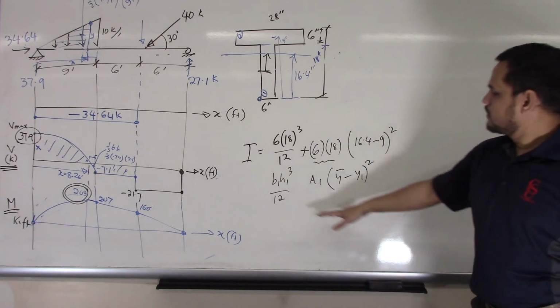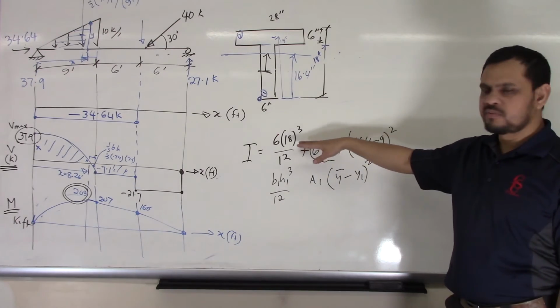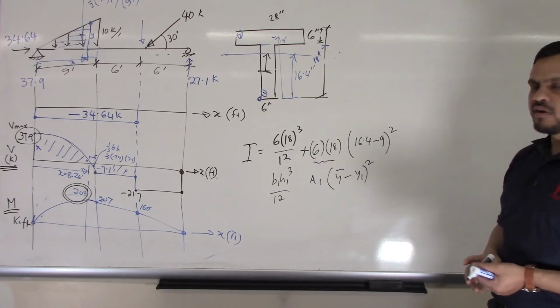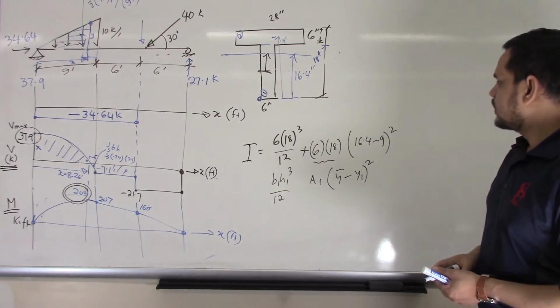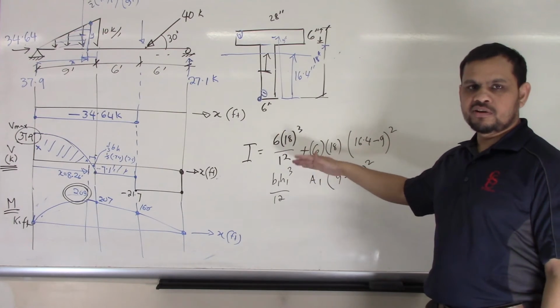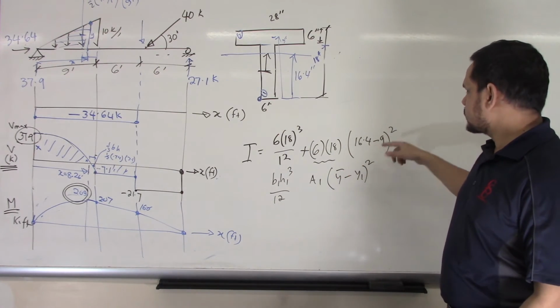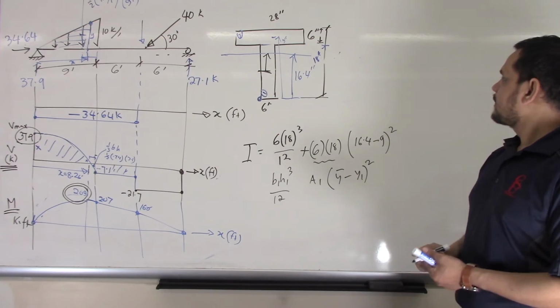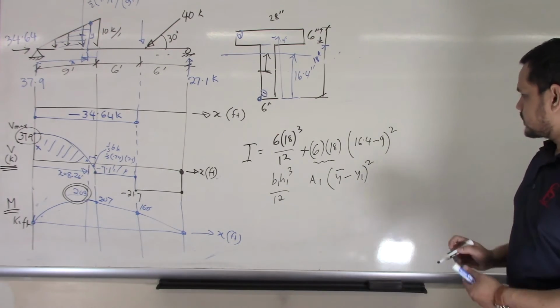So we can memorize this rule or we can memorize this concept, whichever way you better understand. Simply, B1 is 1 cube by 12 plus A1 (y bar minus y1) square. Then similarly for the second part.